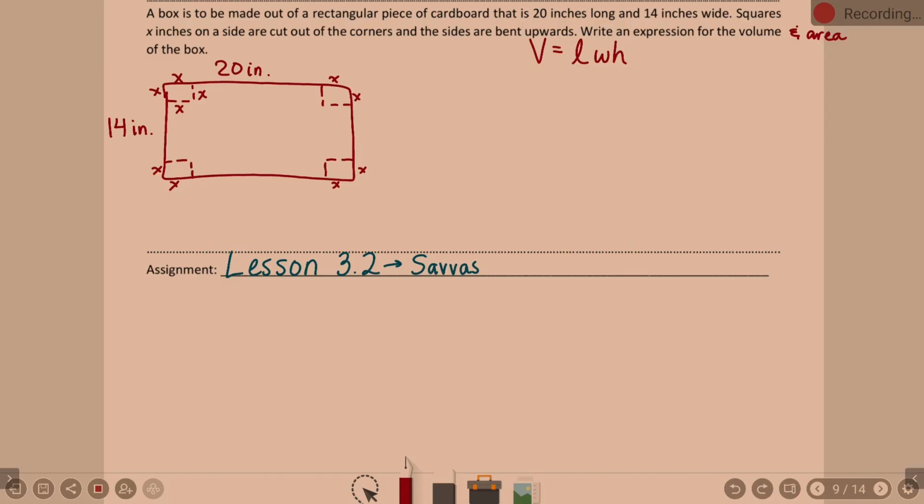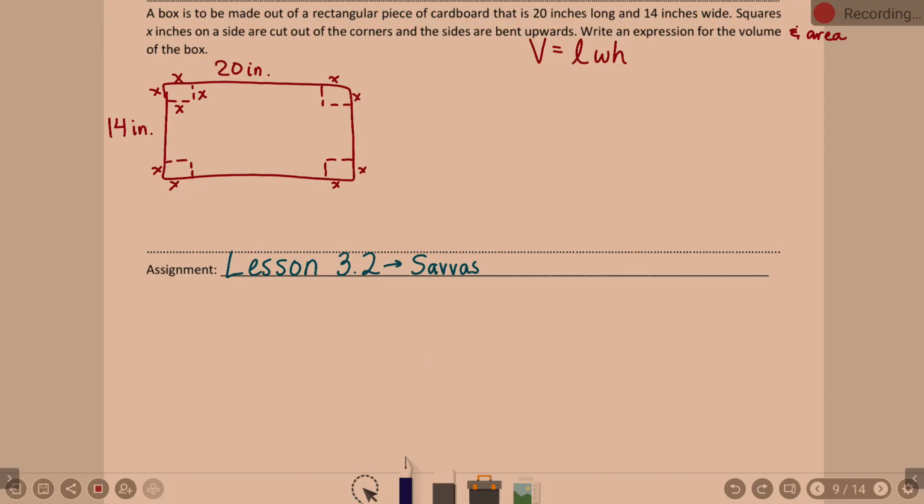Okay? So now, keep in mind, we have a length and width of this rectangular piece of cardboard. But we're going to cut those corners out, fold the sides up, and make a box. We're trying to find the volume of this box. Now, my volume is not going to be expressed in terms of length, width, and height. It's all going to be in terms of X. So that's what we've got to go figure out here.